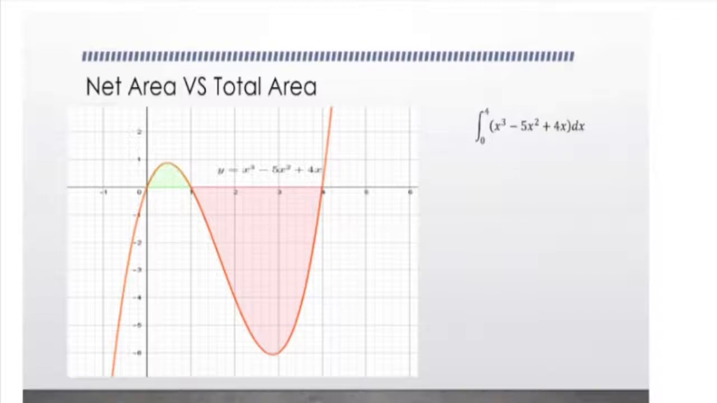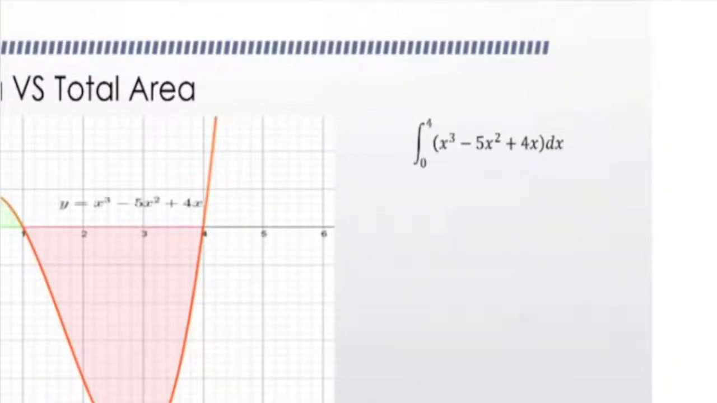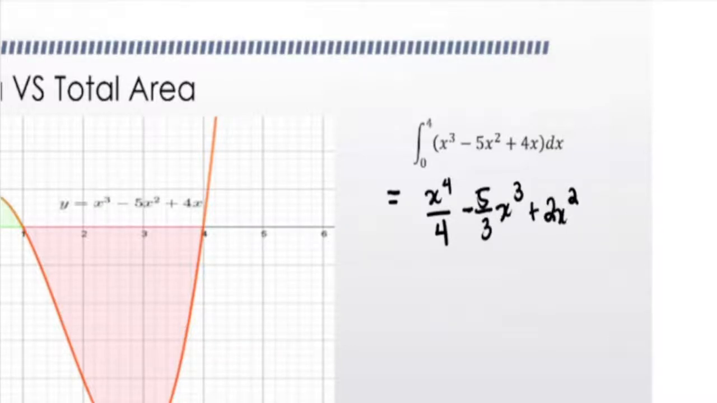So for example, we want to find the area under the curve y equals x cubed minus 5x squared plus 4x from 0 to 4. So as you can see, it's written this way in terms of the definite integral. So if we solve this and apply the power rule, this would be x to the 4th over 4 minus 5/3 x cubed plus 2x squared. We evaluate this from 0 to 4.